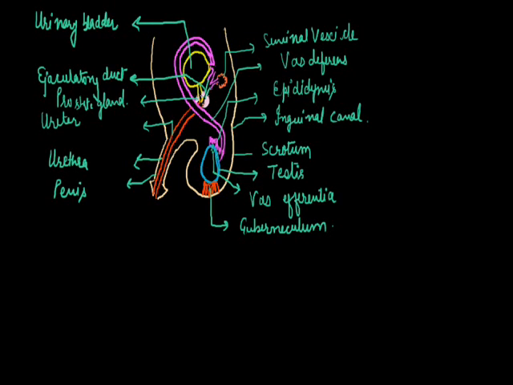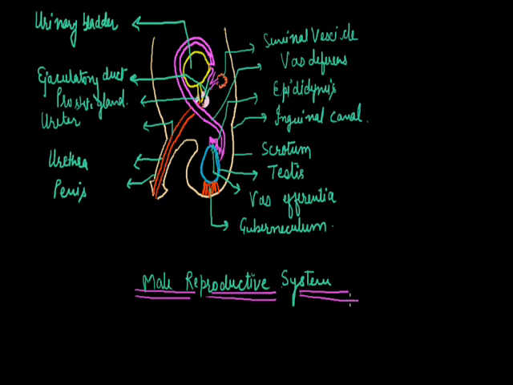At the junction of all these structures, a specific gland is found which is helpful in the release of sperm, which is known as the prostate gland. This is the structure of the male reproductive system. Now I am going to tell about the function of various structures.